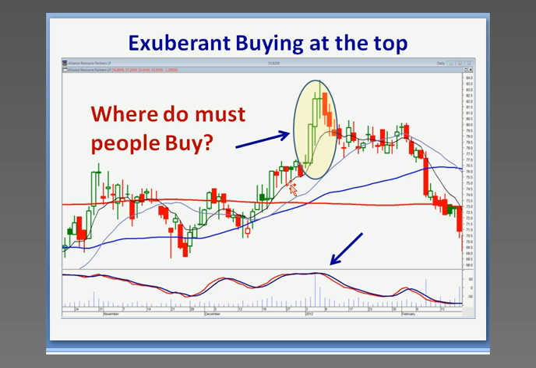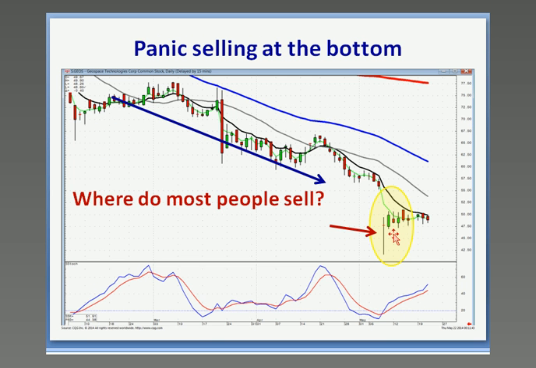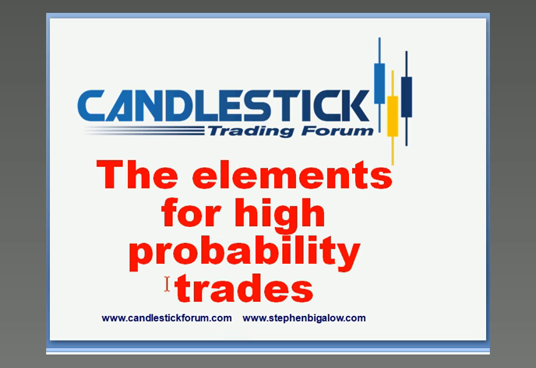The Japanese rice traders made it very simple. They put in graphic depiction what usually happens in human emotions, which basically boils down to where do most people buy? They buy exuberantly at the top. Where do most people sell? They panic sell down here at the bottom. And all we're trying to do is put the elements graphically where we can put the probabilities of being in the right trade at the right time.